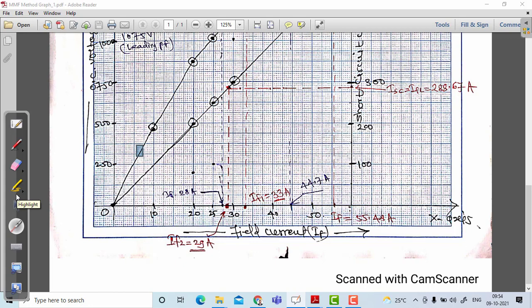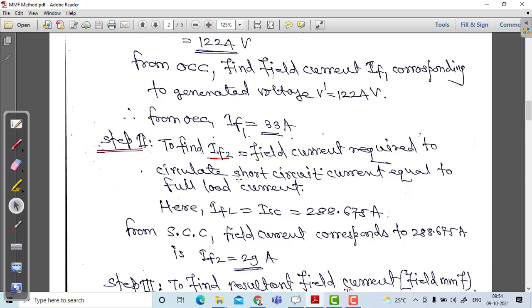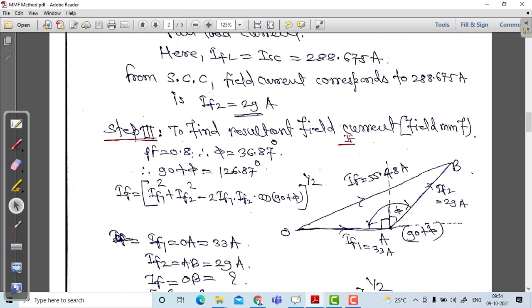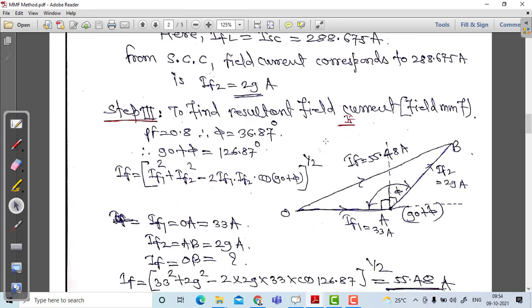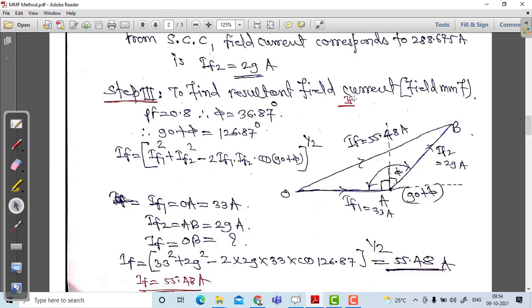Then we have to find the resultant of IF1 and IF2. Let us proceed for finding the resultant. Step 3 is to find the resultant field current IF. The power factor given is 0.8, therefore phi equals 36.87 degrees, and let us draw the phasor diagram for a leading power factor.